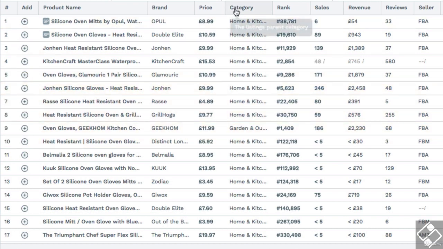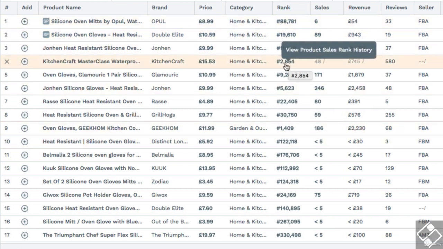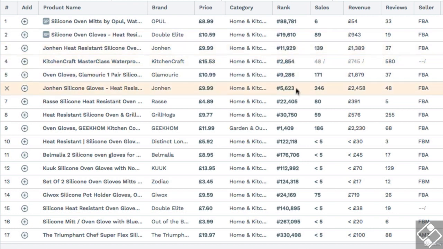Next is the category. This is the category these products have been ranked in. As you can see, the majority of these are home and kitchen. Followed closely on by the sales rank. This is the best sellers rank, how these guys are selling. As you can see, this one here is 2,854. It's probably the lowest at the moment, which indicates that it has just made a sale.